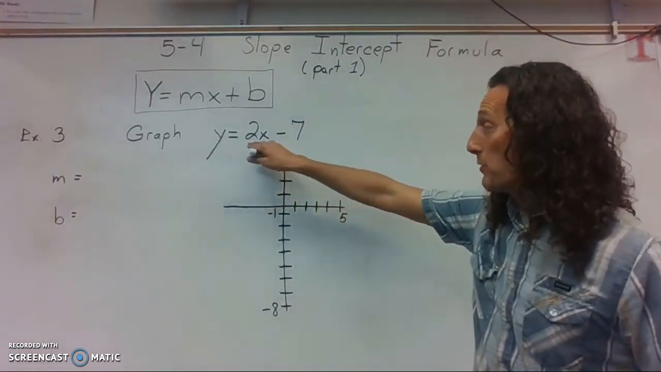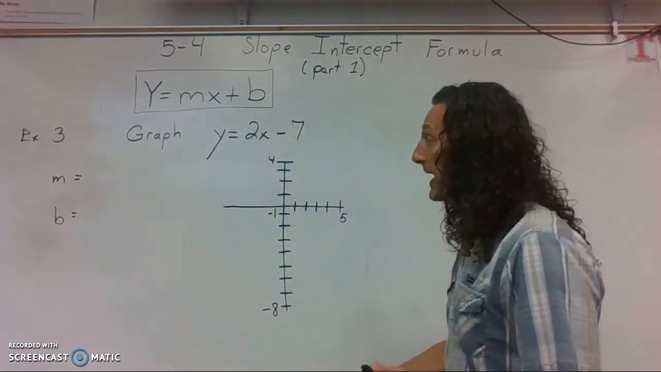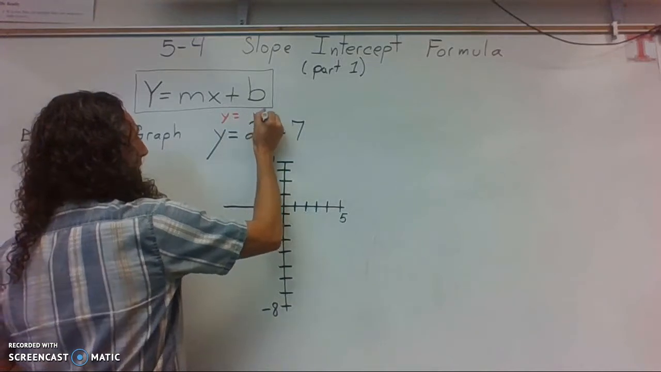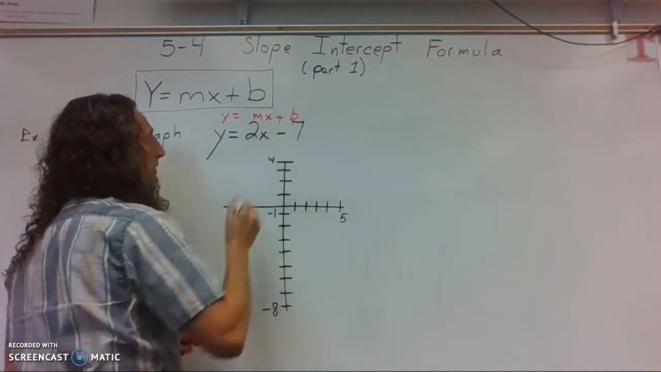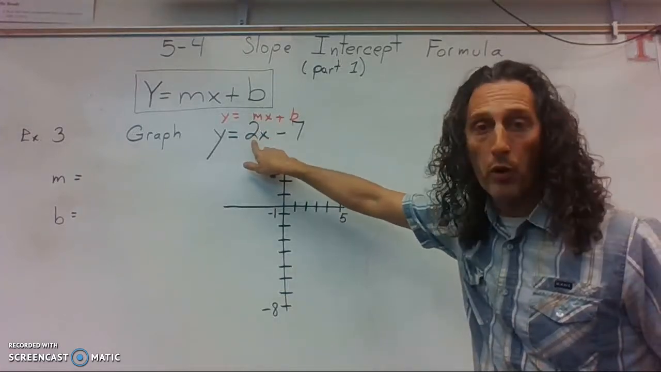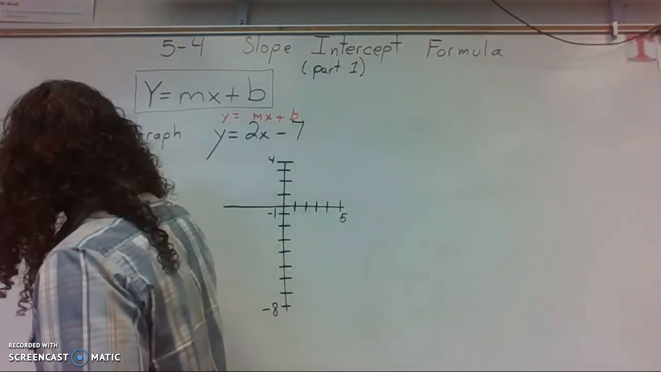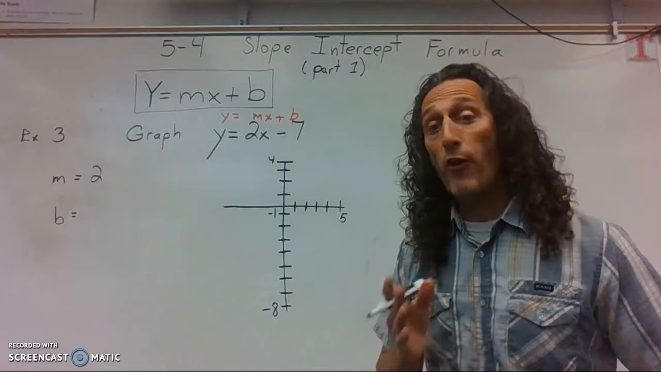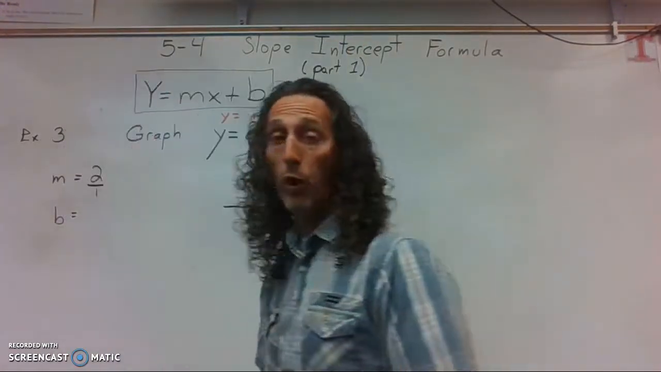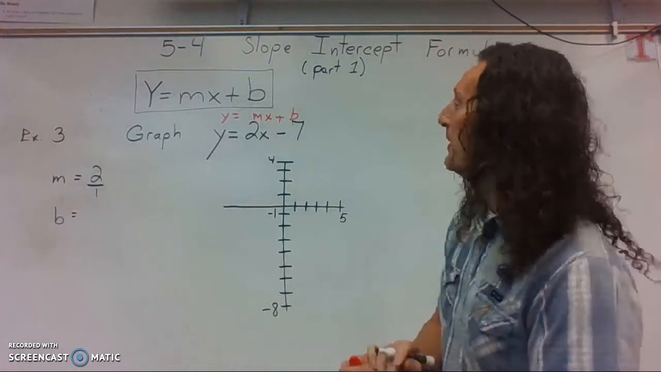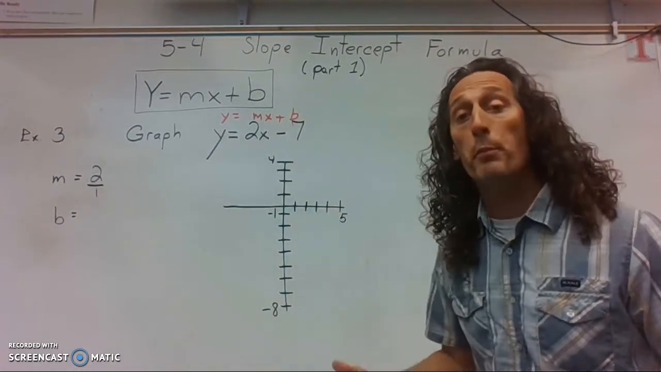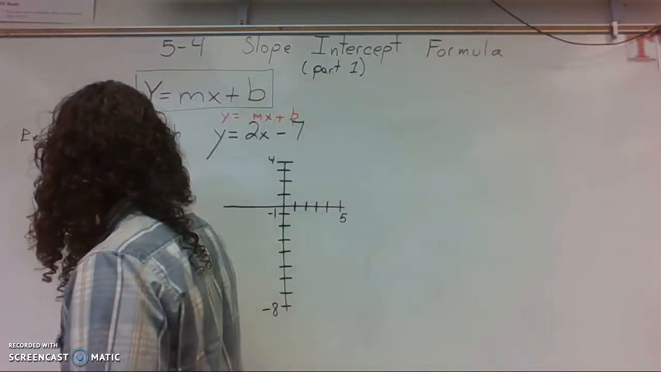So here's my equation, y equals 2x minus 7. If I write above it that formula, y equals mx plus b, it lines it up. What is my slope? My slope is 2, but you want to make it look like a fraction because you need a rise and a run. So the rise is 2, over a 1. And then my b, even though it says plus b, I have a minus 7. So I'm going to put my y-intercept at negative 7.